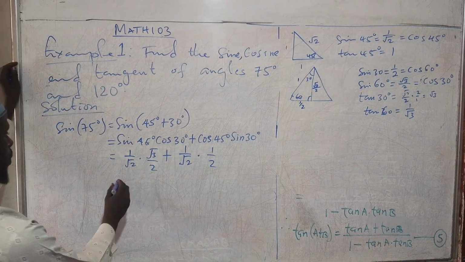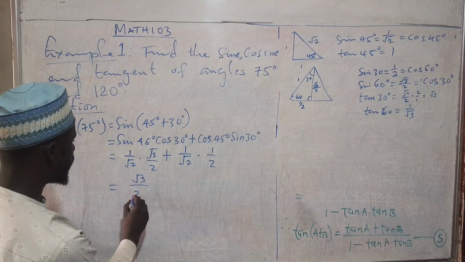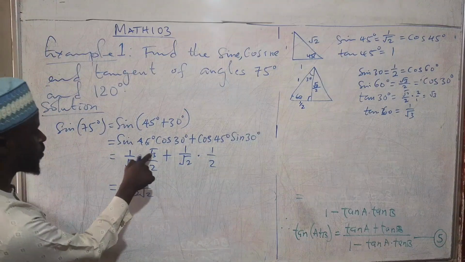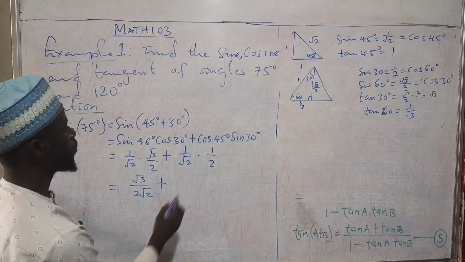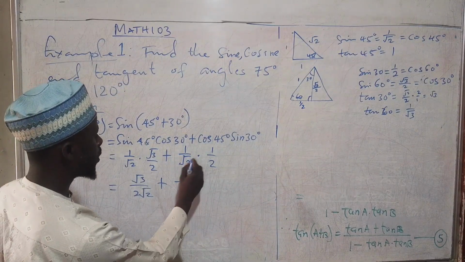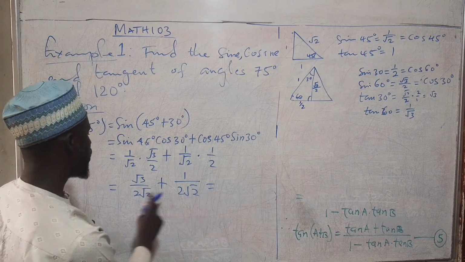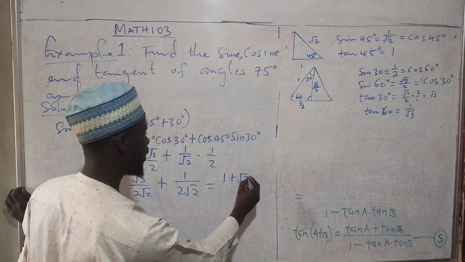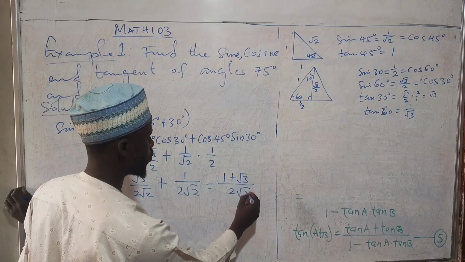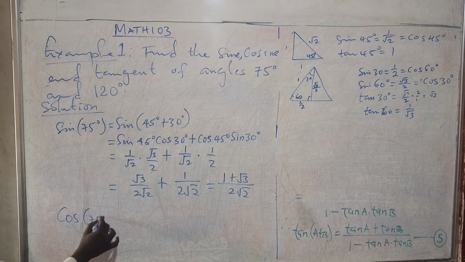Good. So all I have is root 3 over 2 root 2, because root 3 times 1 is root 3, and 2 times root 2 is 2 root 2, plus 1 times 1 is 1, and 2 times root 2 is 2 root 2. So with the common denominator 2 root 2, the answer is 1 plus root 3 over 2 root 2. So this is it. What about cos 75?